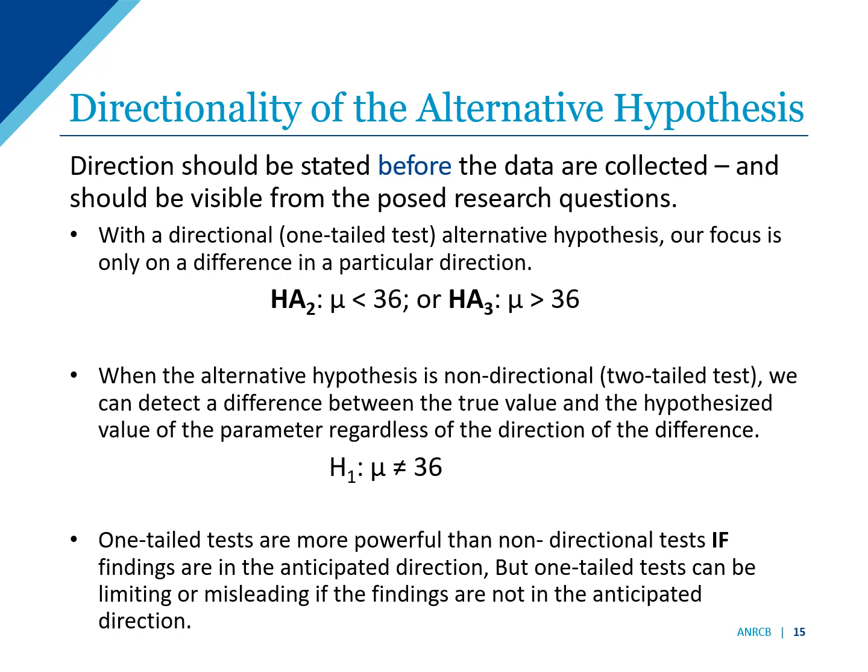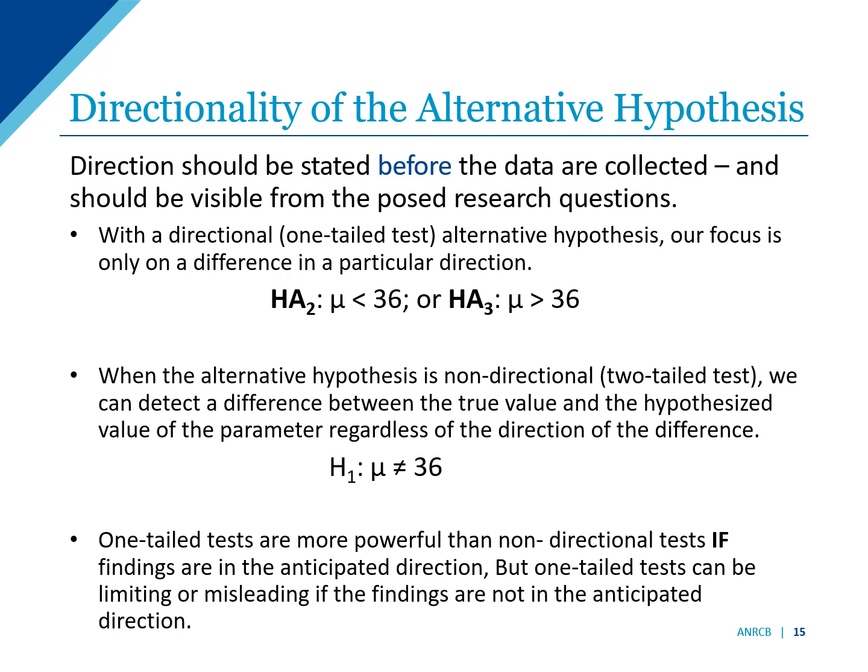You may remember from Module 6, Topic 6, that the direction of the alternative hypothesis should be stated before the data collection begins and should be visible from the posed research questions. In the previous example, we tested whether the mean age of children in the sample was less than 36 months, which is a one-tailed or one-sided test, as is the other alternative hypothesis we saw in this data output, that the mean age is greater than 36 months.